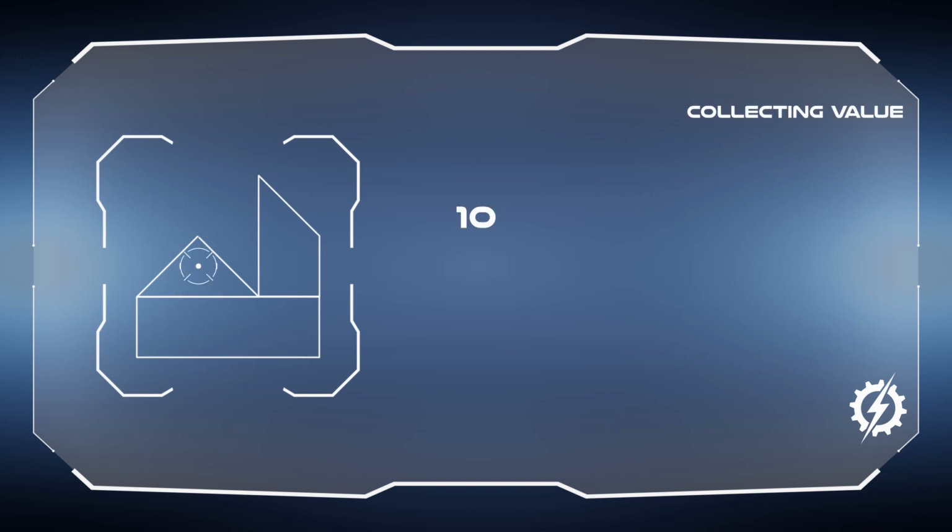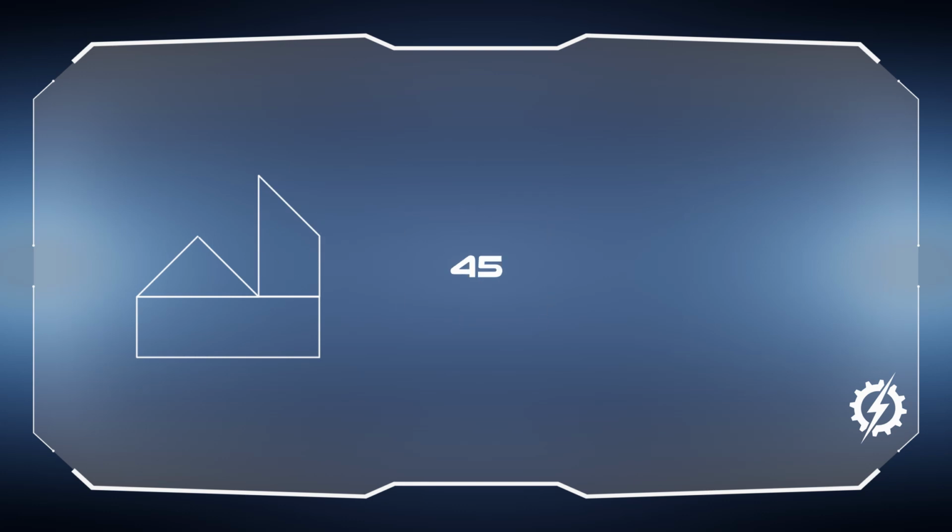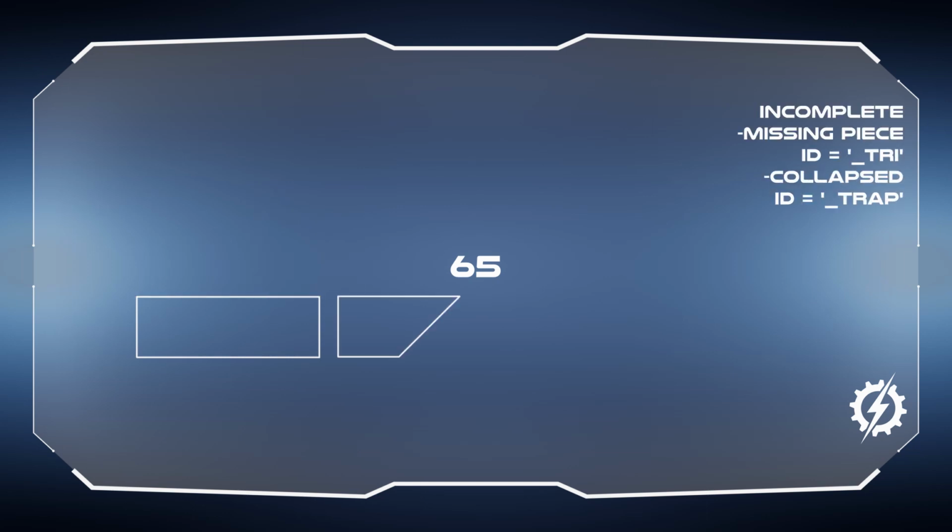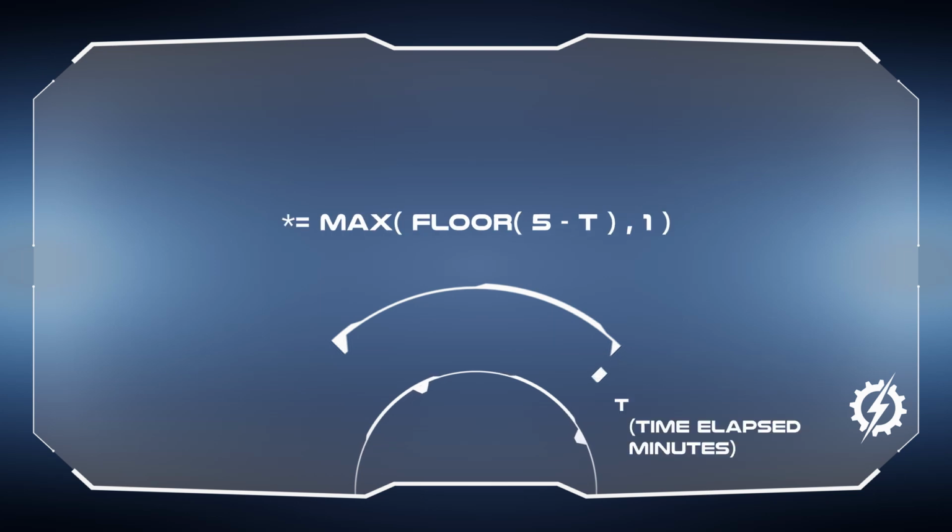Each correctly placed construction component has a different value associated. Upon successful completion of a structure, you will receive a bonus credit based on the structure's level of difficulty. If, at the end of a communication period, the structure is incomplete or collapses on its own, no bonus points will be given.